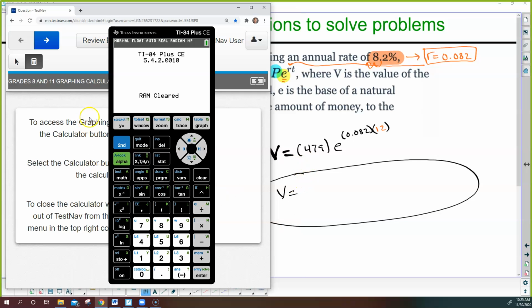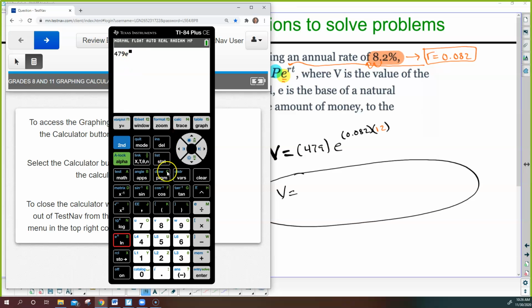Okay, so I'm just going to go to a blank screen. I'm going to type in 479, my initial amount, and then I have to get the base E. And that is the ln button, but it's the blue part, so it's the second function. Second ln is base E. You can't just type E in. You have to use the base E.